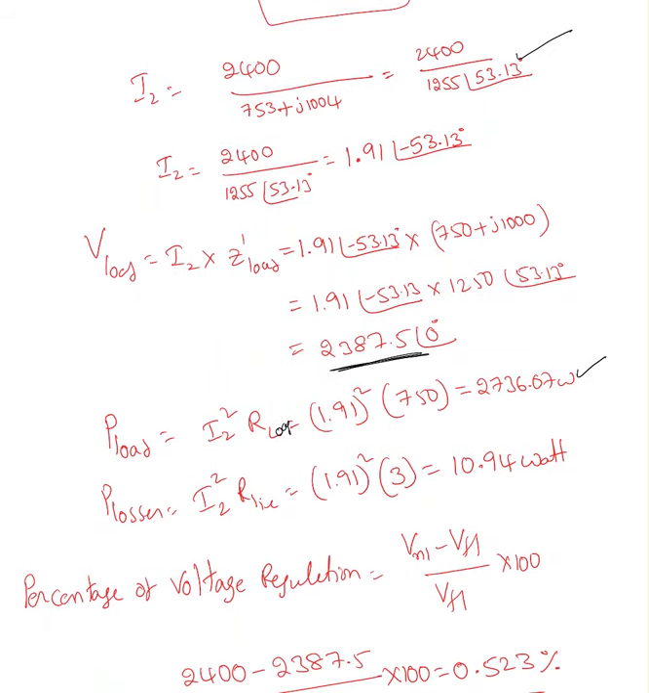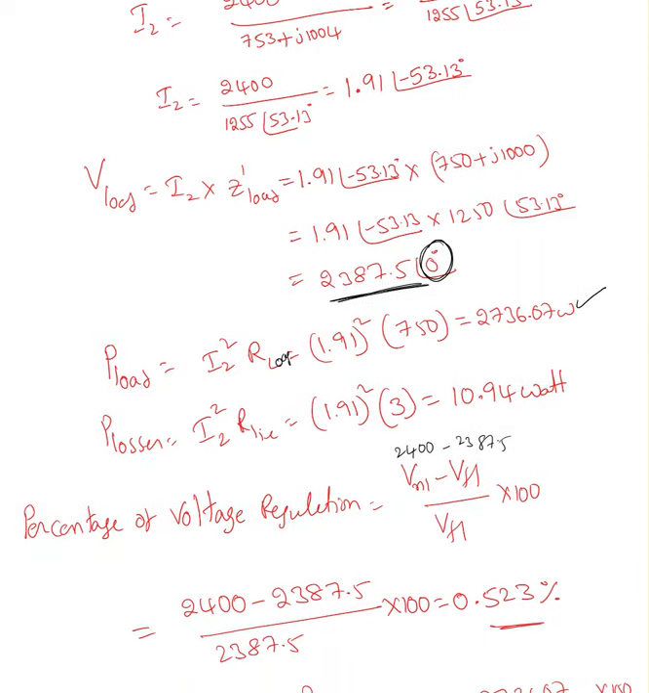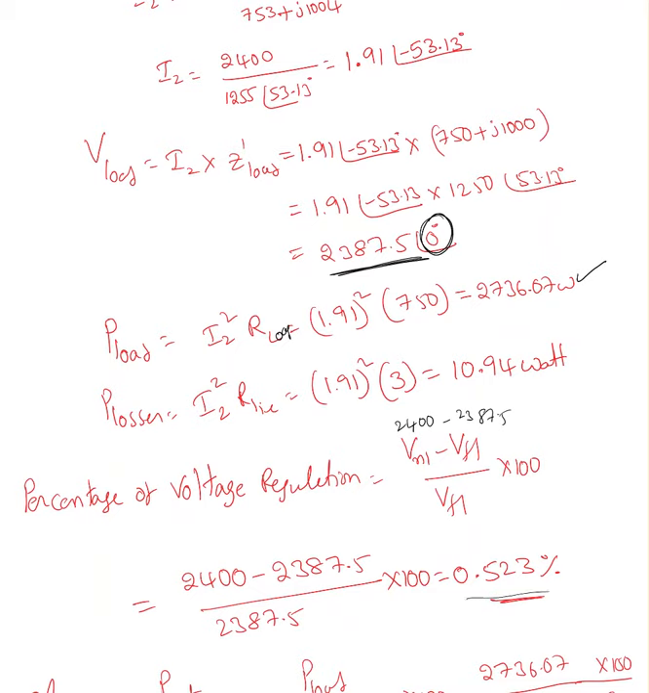So for percentage of voltage regulation, I'm giving 2400 at no load. At full load, it is 2387.5. As I mentioned, don't worry about this angle. In most cases, this angle might be like 1 degree, 2 degrees, so we can ignore that angle. So the percentage of voltage regulation is very little, like 0.5%. In the previous case, without the transformer, we lost close to 10%. Now it is only 0.5%. That is the advantage of transformers.